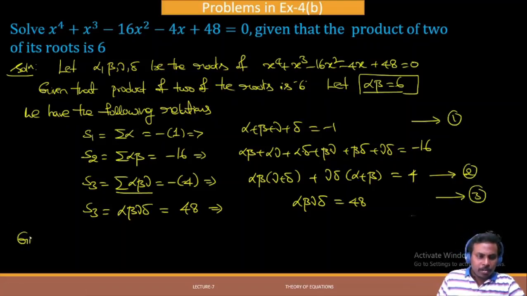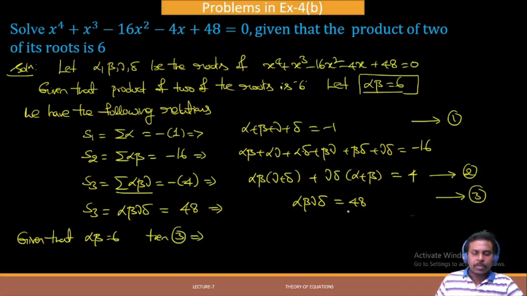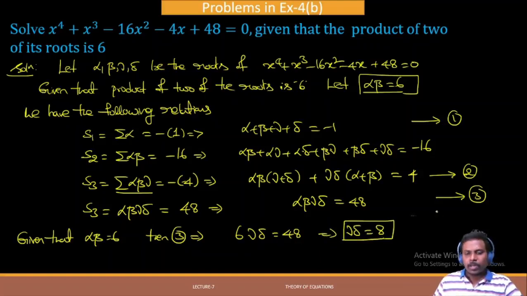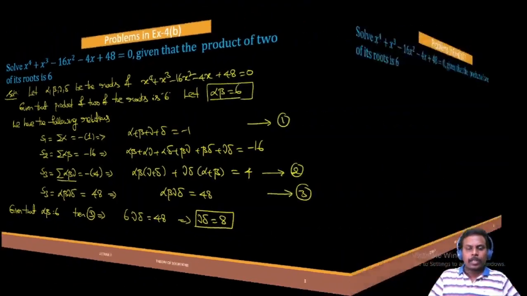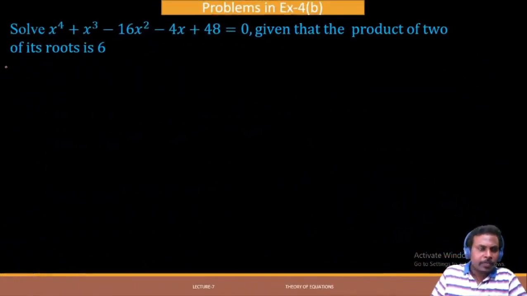Given that alpha beta is equal to 6, substitute the alpha beta value in equation 3, and this becomes 6 into gamma delta is equal to 48, which implies gamma delta is equal to 8. This is the relation between gamma and delta. Let us continue the problem in the next page.